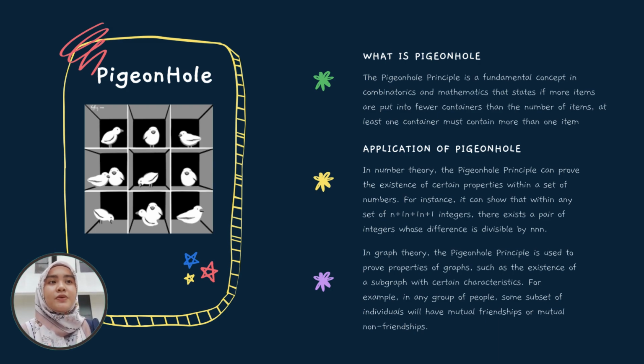What is a pigeonhole? The pigeonhole principle is a fundamental concept in combinatorics and mathematics that states if more items are put into fewer containers than the number of items, at least one container must contain more than one item.